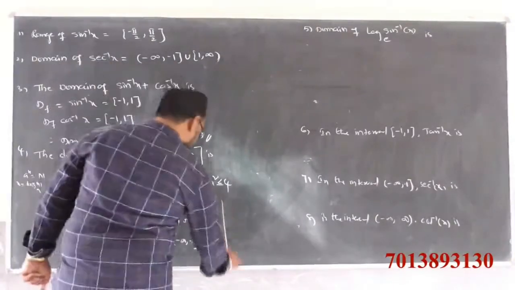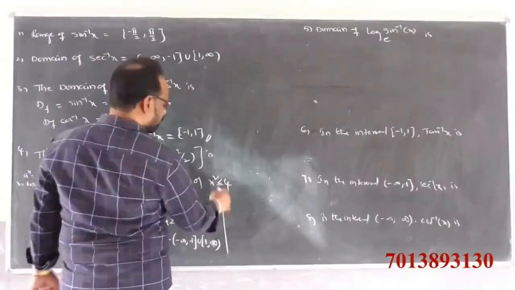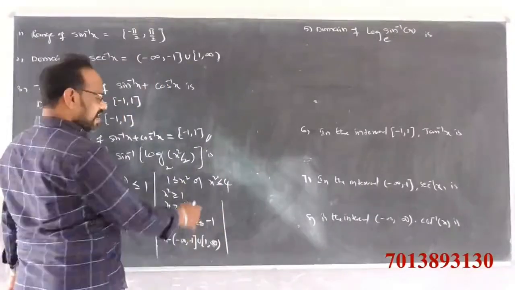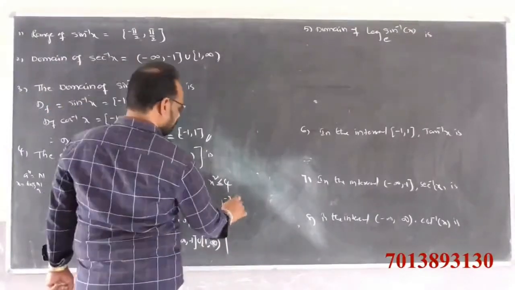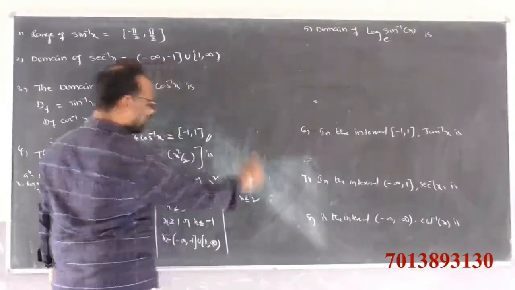And also x² is less than or equal to 4, which means x clearly lies between minus 2 is less than or equal to x is less than or equal to 2.